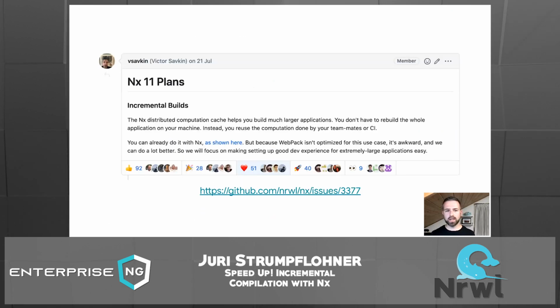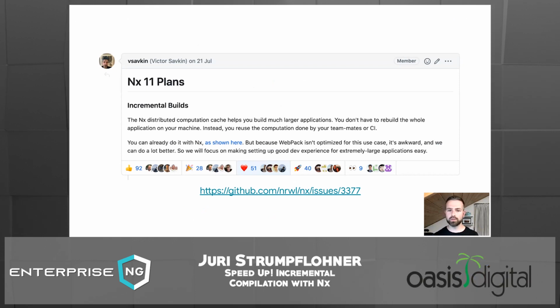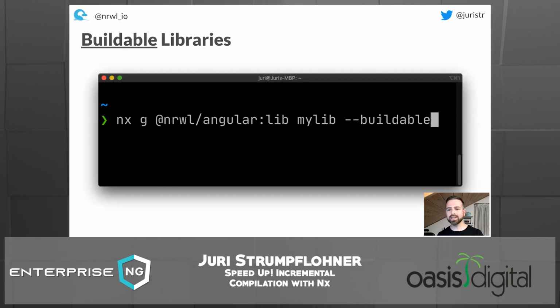Now, what our plans are for Nx 11 is to actually have incremental builds. These are the plans which you have publicly online. You can go to the Nx repository under the issues, where there is a pinned issue about our roadmap for Nx 11 and beyond, and incremental builds is one of those. So what does that mean?